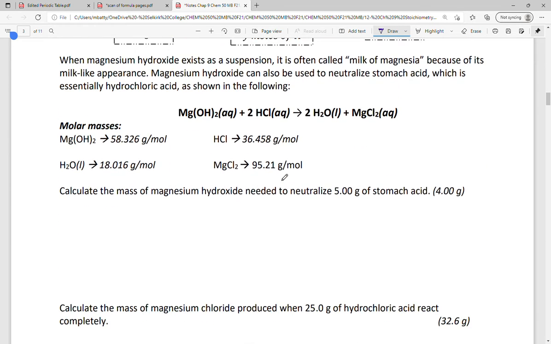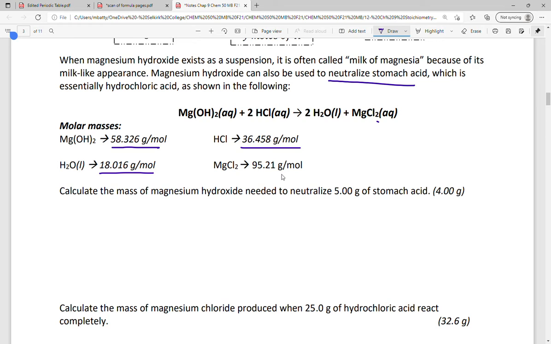The next example has a few things that are done for us just to speed up the flow here. This is a question about magnesium hydroxide, in an antacid or milk of magnesia, and it can be used to reduce acidity in the stomach, or neutralize stomach acid, which is essentially hydrochloric acid, like this balanced chemical equation. So the chemical equation has been written for us. It has been balanced. The other cool thing is that all of the species in the chemical equation have had their molar masses calculated.